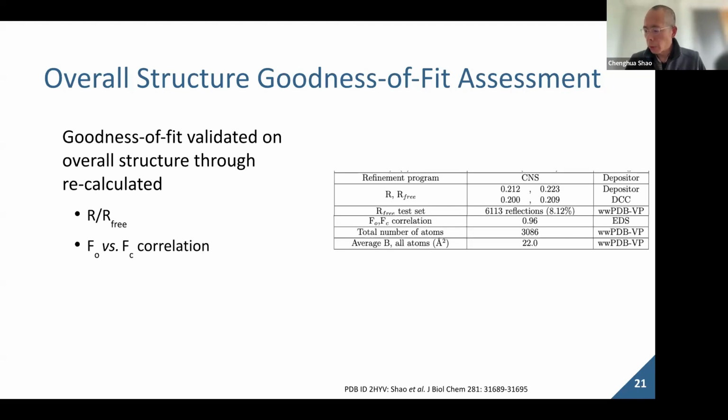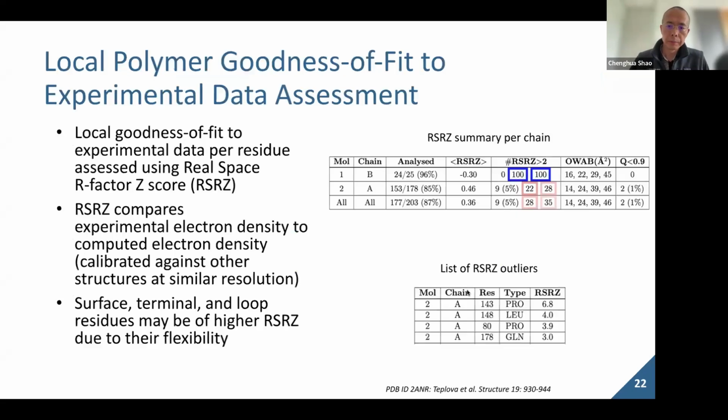And you can always look at the structure percentile standing in the slider. Fo-Fc correlation measures the consistency between the observed structure factors and the calculated structure factors. The higher, the better, and a value of about 0.9 is usually expected. There are also other metrics you can look into in the wwPDB validation document.